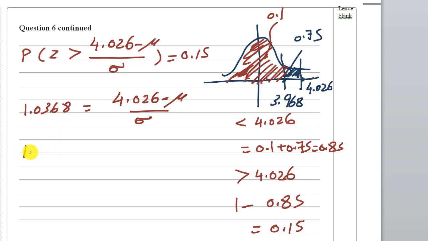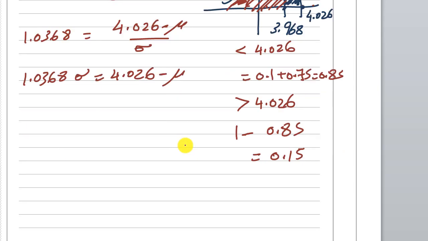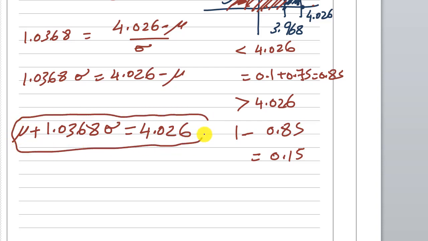So 1.0368 sigma is equal to 4.026 minus mu. So now mu plus 1.0368 sigma is equal to 4.026, and this is our second equation.